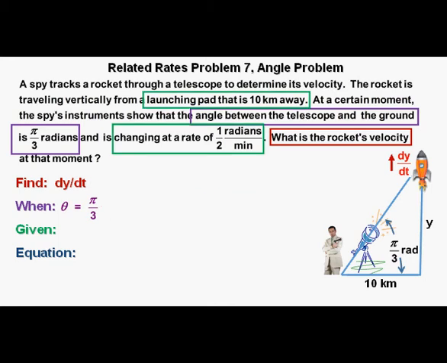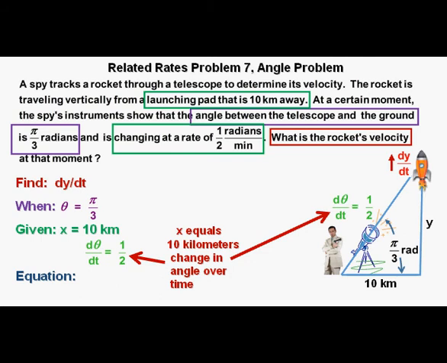And what are we given? We're given that the spy is 10 kilometers from where the rocket is launched and that the angle is changing at a rate of 1/2 radians per minute. So we'll call this x equals 10 kilometers. And the rate of change of angle we'll call d theta/dt equals 1/2 radians per minute.